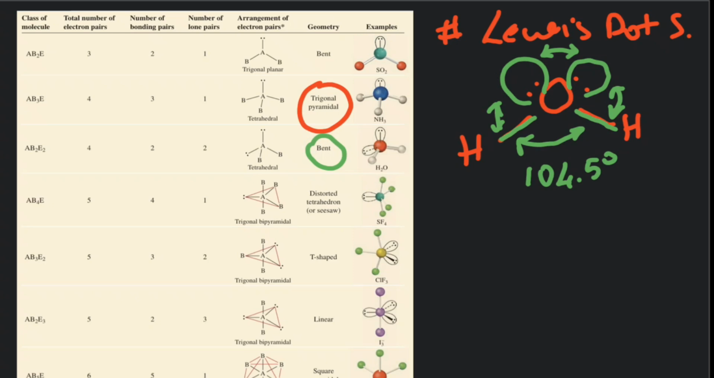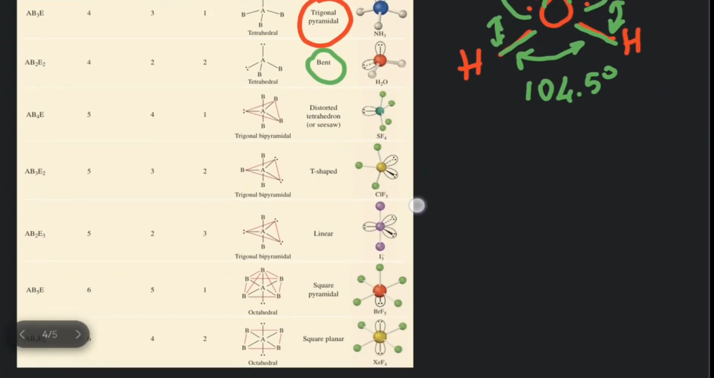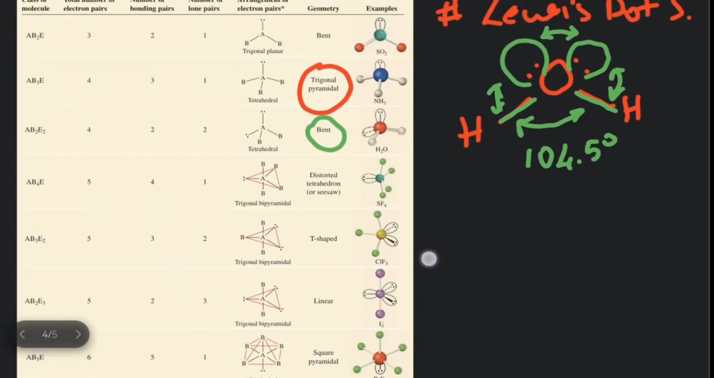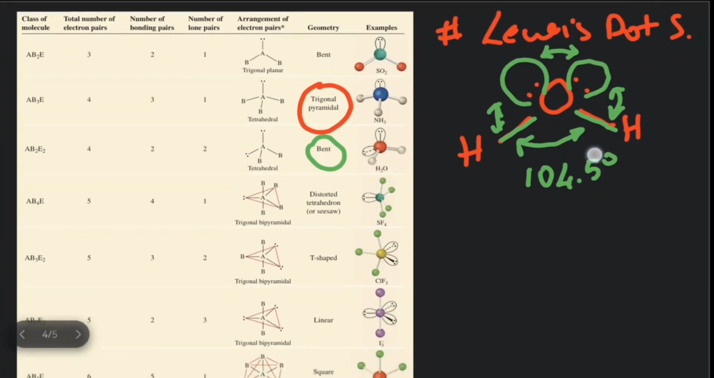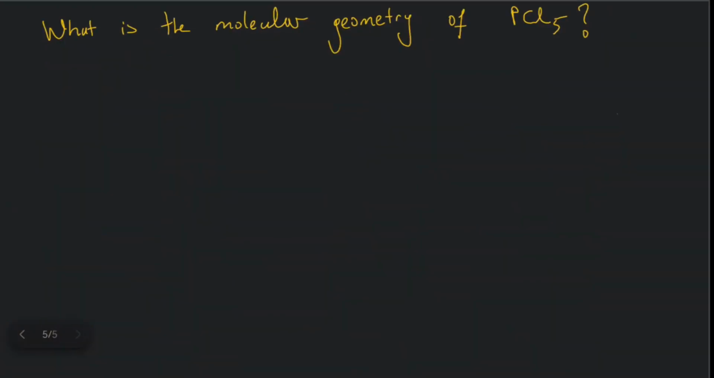The other structures are also in here, but even if the structure is not here, and I will make a harder example, we can predict the molecular geometry. But again, it needs a little bit of experience. To be safe, the best way is to look at the table, something like this. And what is the molecular geometry of PCl5?